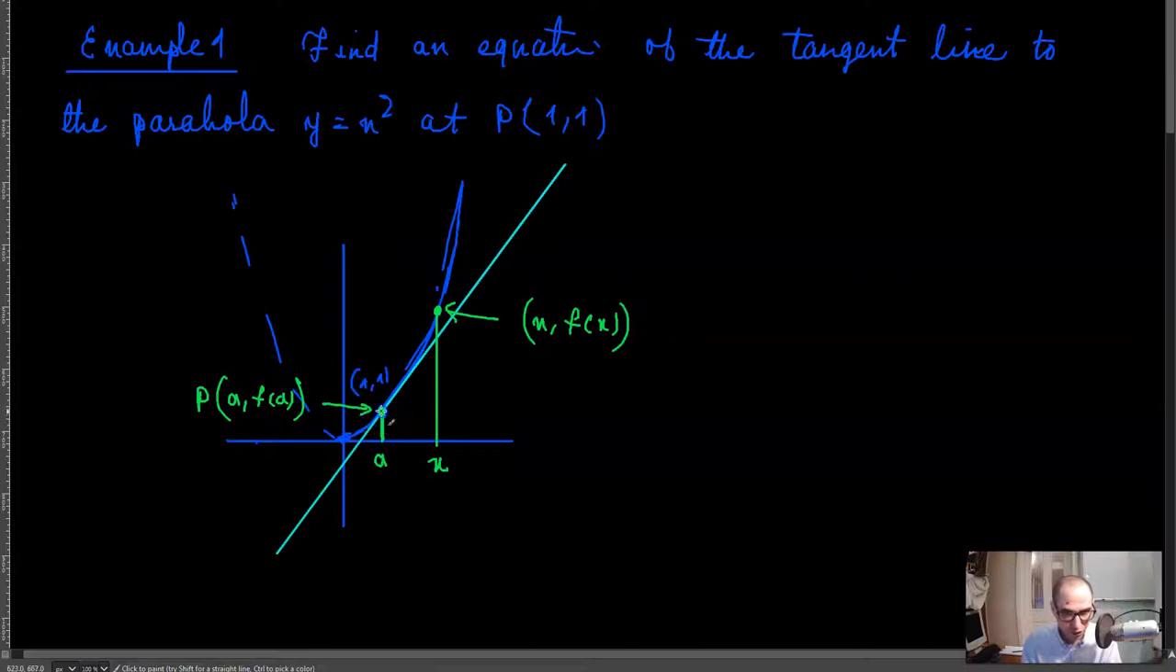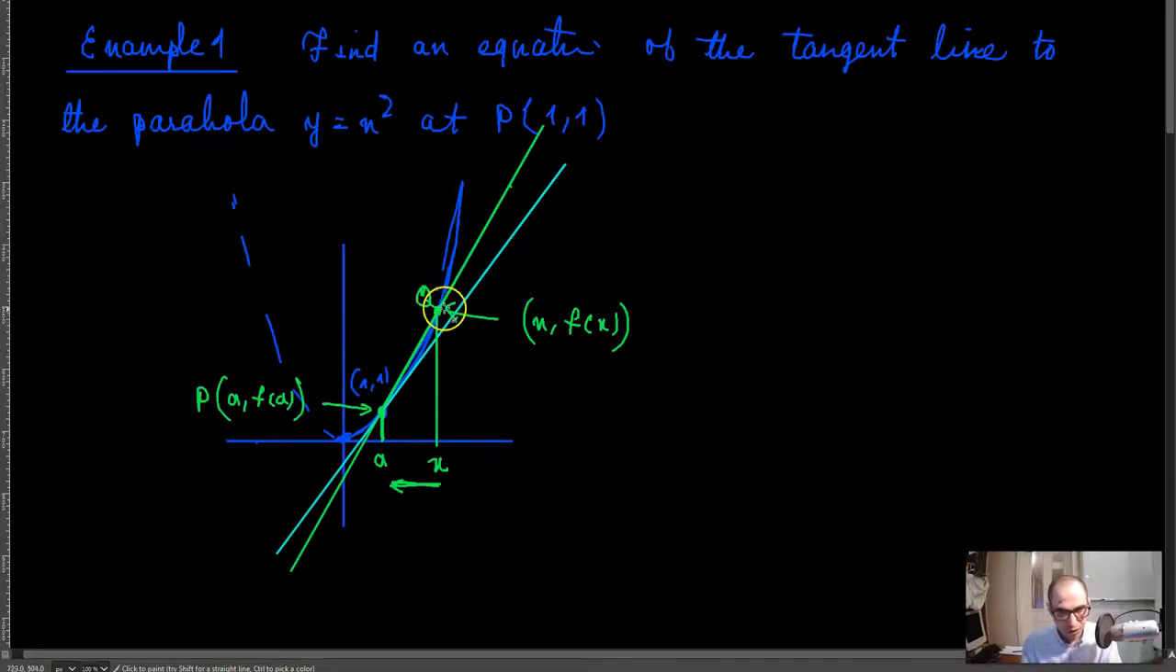And of course I can draw a line between these two points, which is a secant line. So I'm going to call this point Q. If we get this x and move it towards A, getting closer and closer to A, then the point Q will be getting closer and closer to P, right? And as that happens, the slope of this secant line will be getting closer and closer to the slope of this tangent line, which is what we want to calculate, right?